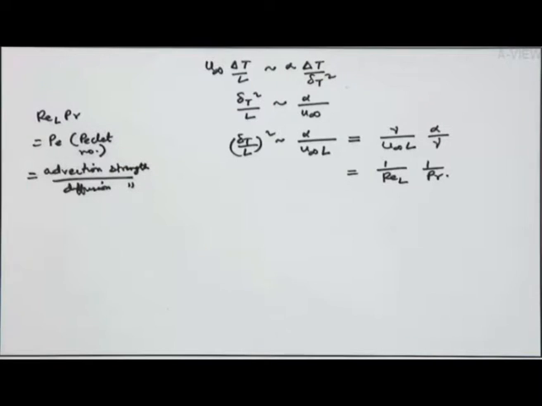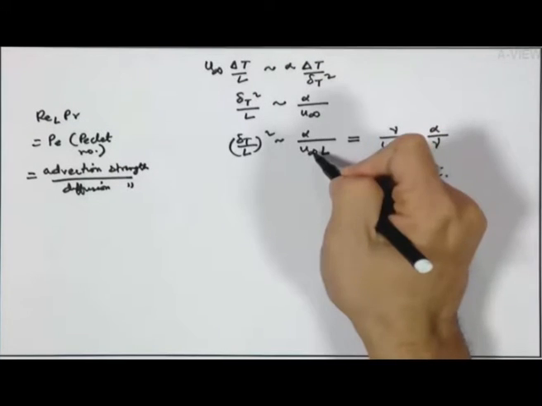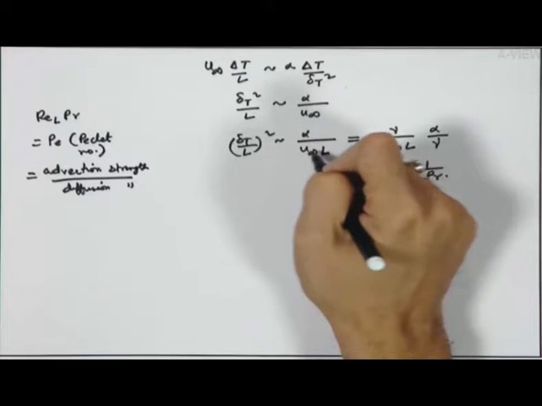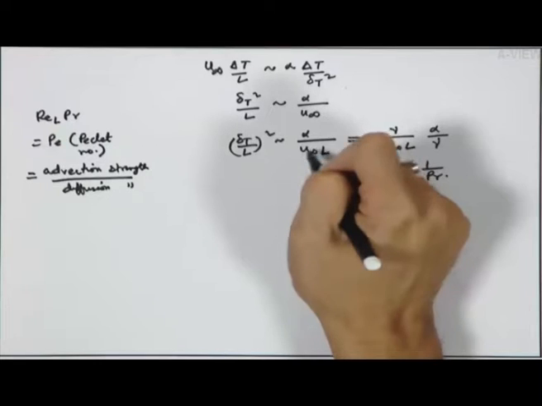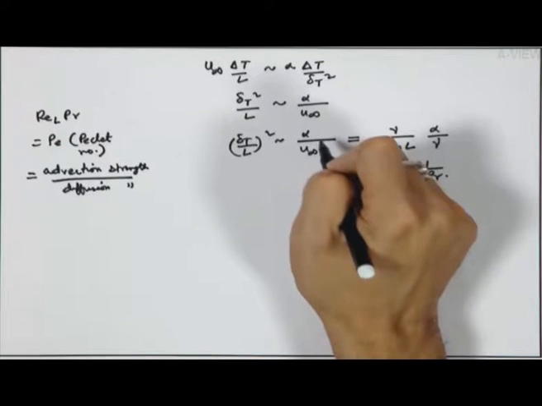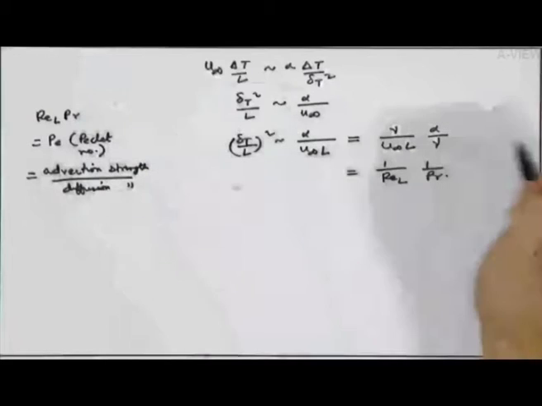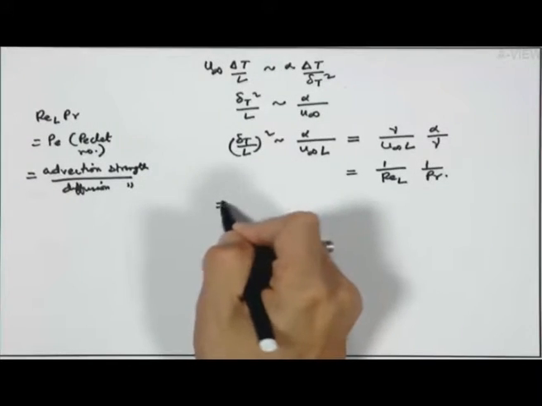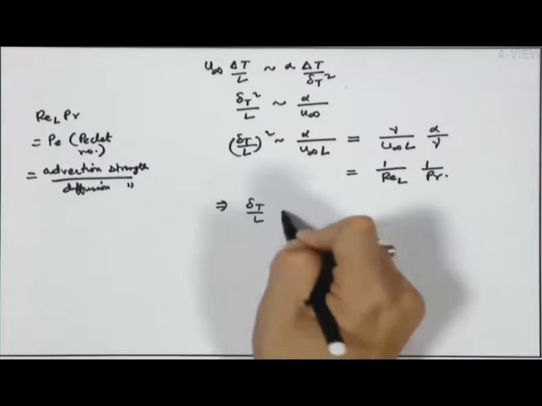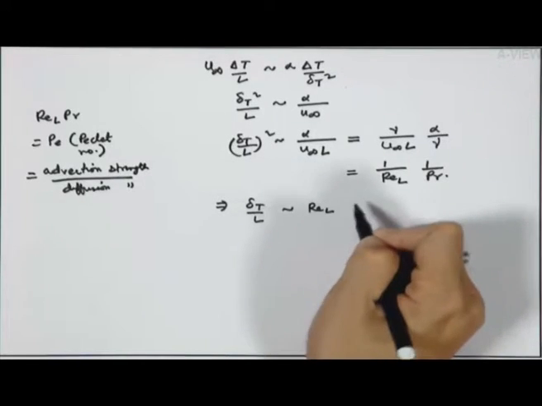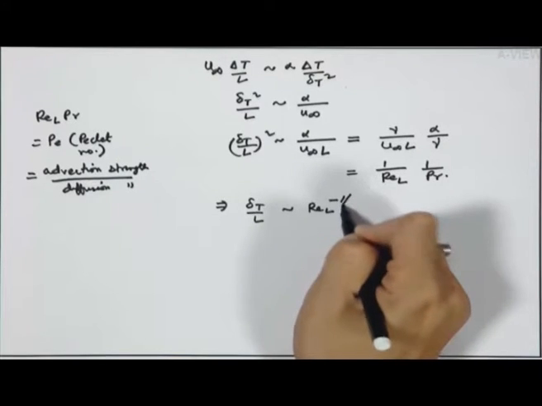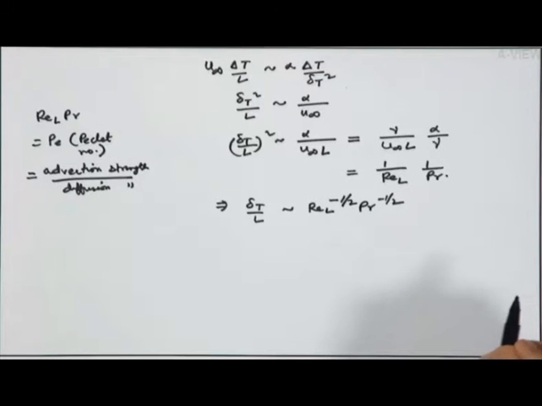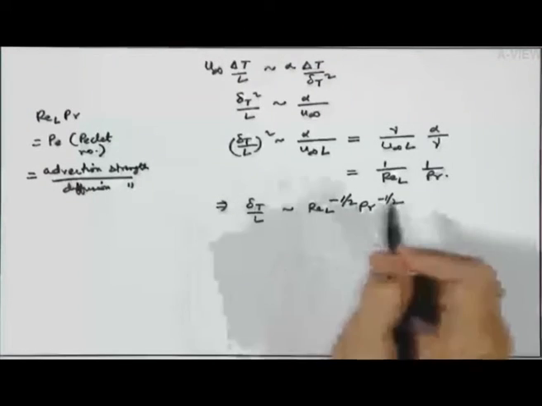Here diffusion means thermal diffusion. So, Peclet number is U infinity L by alpha here. So, U infinity implies advection strength and alpha implies thermal diffusion strength. So, that is why this is advection strength by diffusion strength. That means you can write here now delta T by L is of the order of Reynolds number to the power minus half into Prandtl number to the power minus half. So, this is case 1.